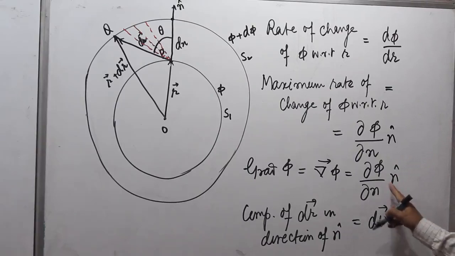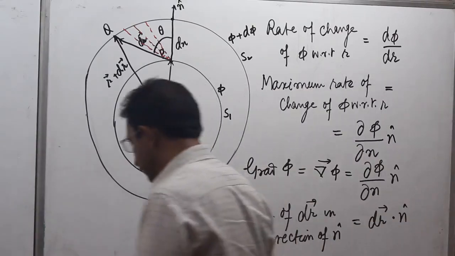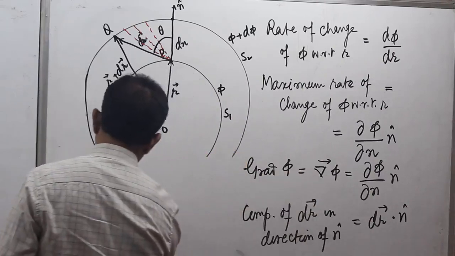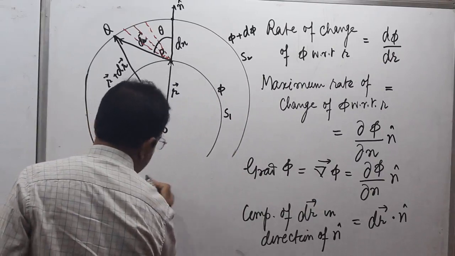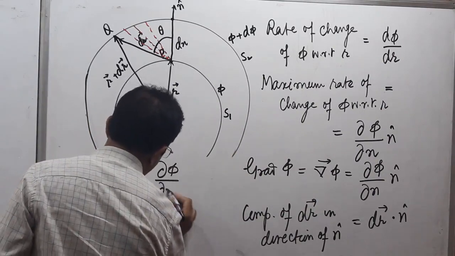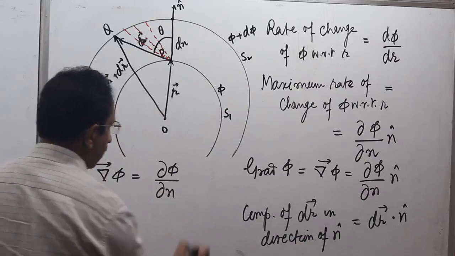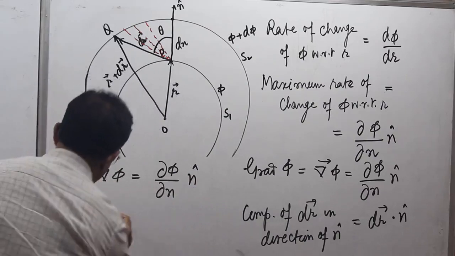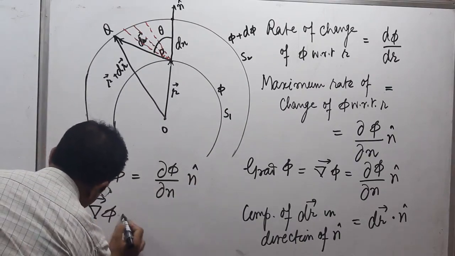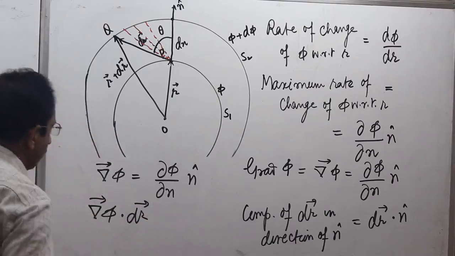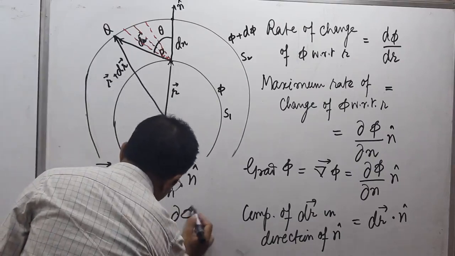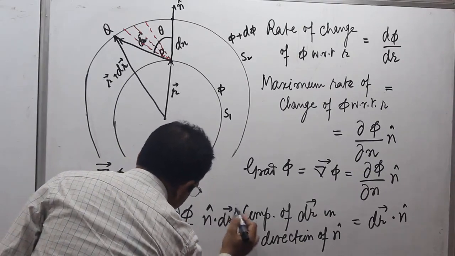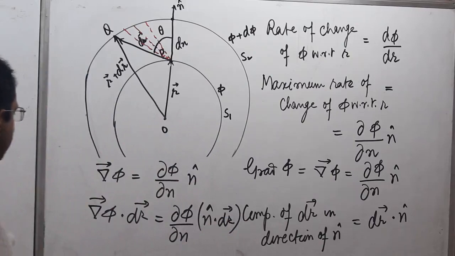Now we do this: if I take a result like this, that I have already established, how we think of del phi or grad phi as the derivative, or change of phi with respect to n, multiplied by n cap, I can take a dot product on both sides. So I take del phi dot dr. This dot product with dr, which I am taking on both sides, is delta phi divided by delta n into n cap dot dr. So I have taken this dot product on both sides.